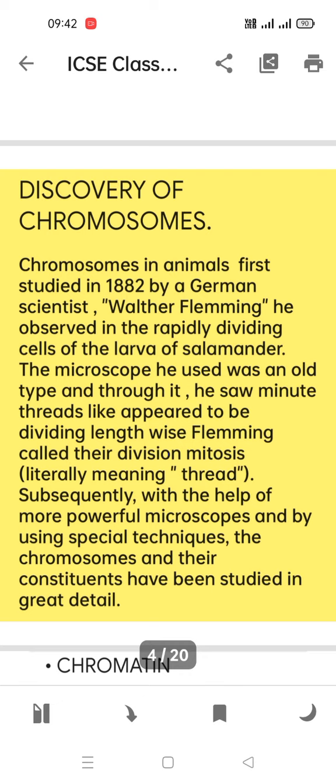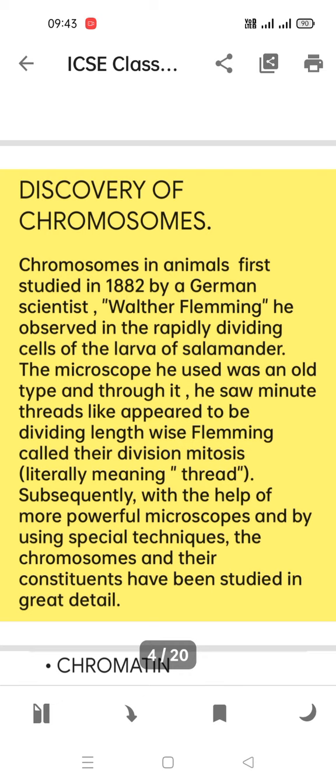Now subsequently, with the help of more powerful microscopes, since at that time the microscope was very old and not advanced, Fleming couldn't see anything in a clear way. But when the more powerful compound microscope came, scientists started doing discovery in a more thorough way.